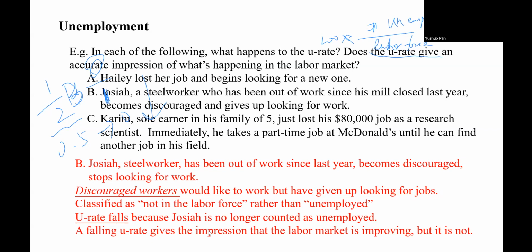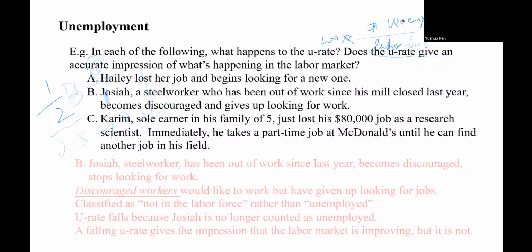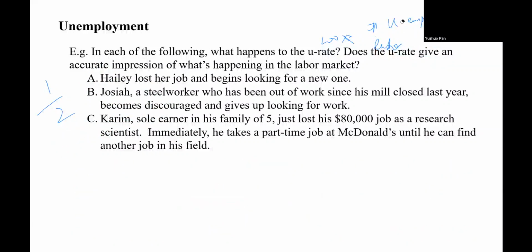The falling U rate gives the impression that the labor market is improving, but it isn't. All right? Because the real situation is Josiah is giving up looking for the job, which means the real job market is getting worse. But when we look at the unemployment rate according to the data, the unemployment rate decreases, which means from the data, the job market is not that bad. So it's not what the real market is. That's part B. Try to read C and we are going to do it together.